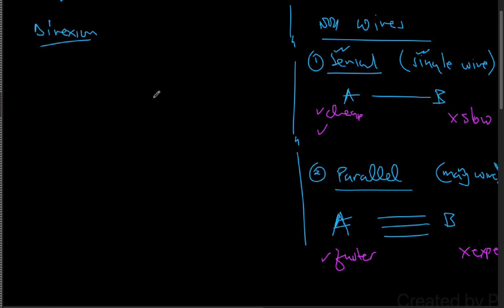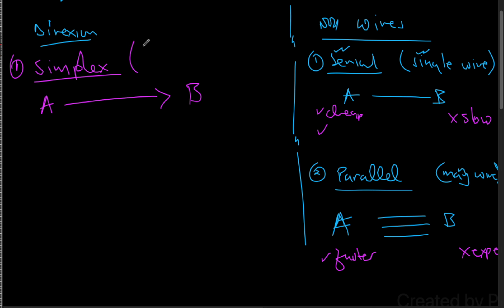We're now talking about the split based on direction. We're going to start with simplex transmission. When we talk about simplex transmission, this is when A can only send to B. We don't care about the number of wires here, either multiple wires or a single wire. It's called simplex because there is no room for feedback. You get the point? Information only flows in one direction.